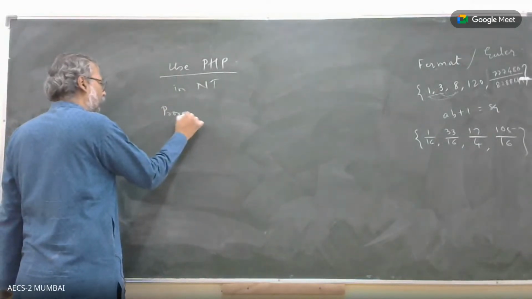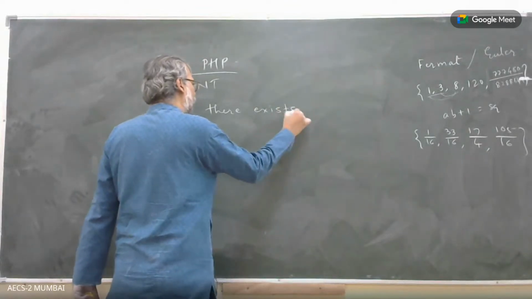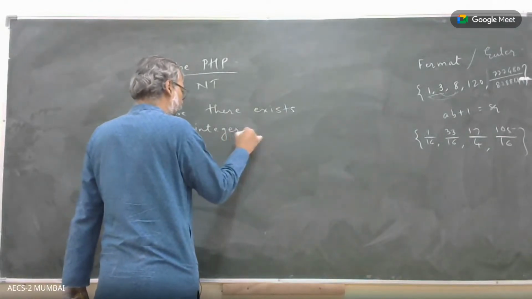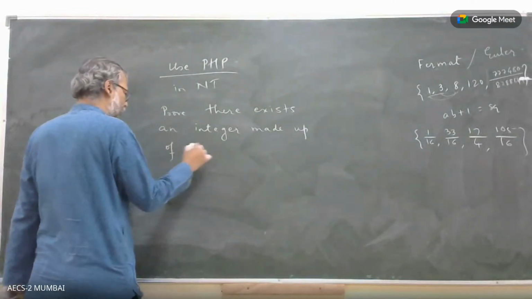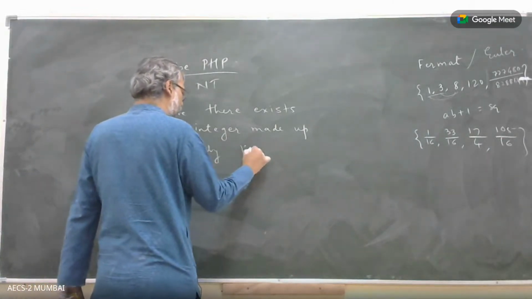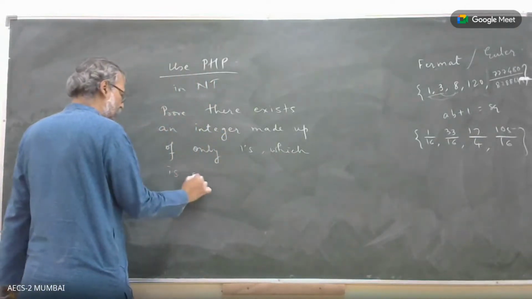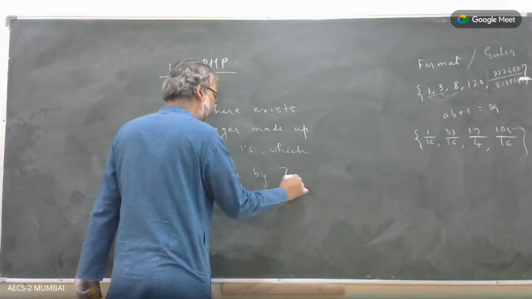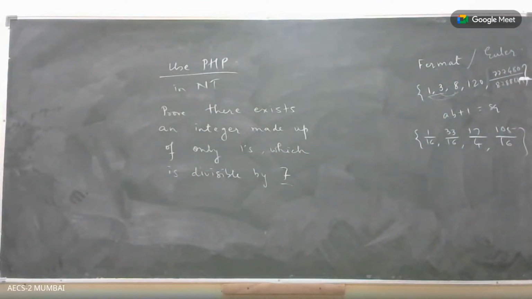Prove that there is an integer made up of only ones which is divisible by 7. In fact, there is nothing special about 7. In that problem set, I have given 2023. Okay?